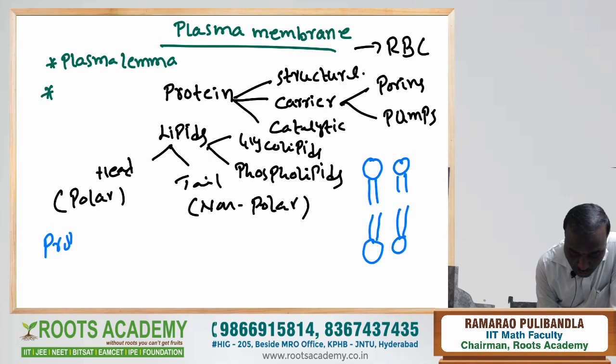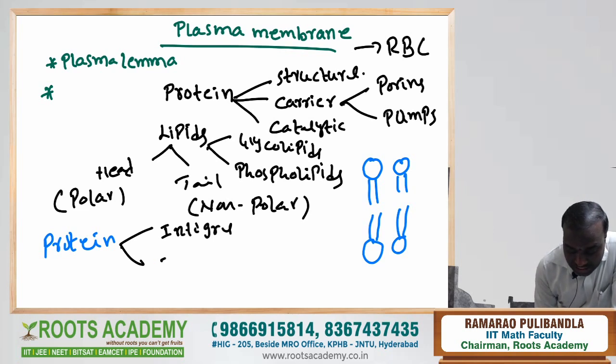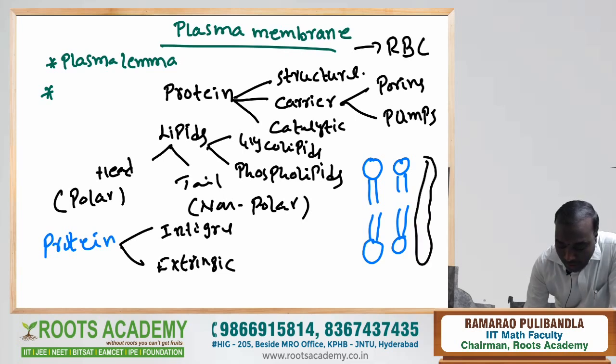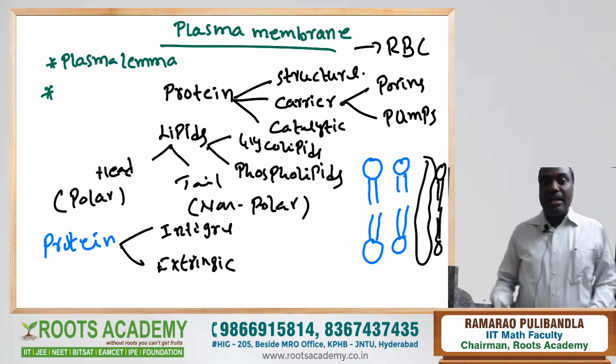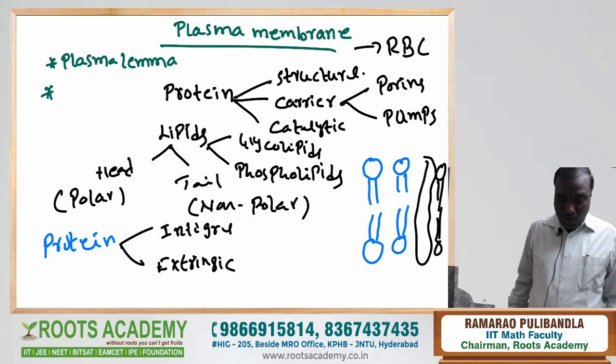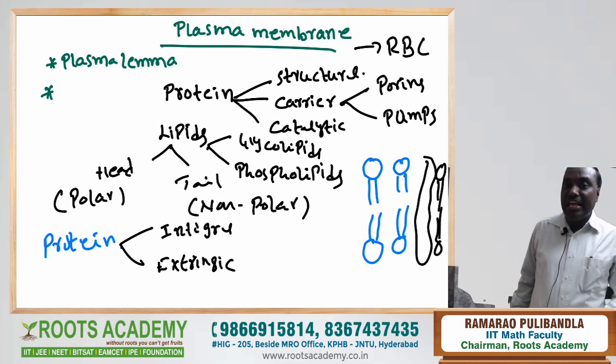The proteins, based on the location and based on the ease of extraction, in the plasma membrane are of two types. Number one, integral or internal, and second one is the extrinsic proteins. Here, this is the integral protein molecule. Here it is the lipid molecule. The integral proteins are completely or partially embedded inside the lipid molecule, which are not easily removable.